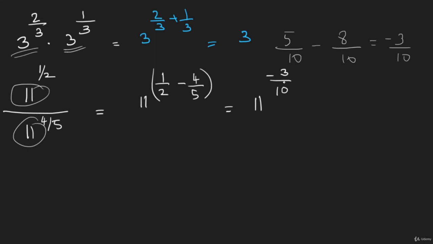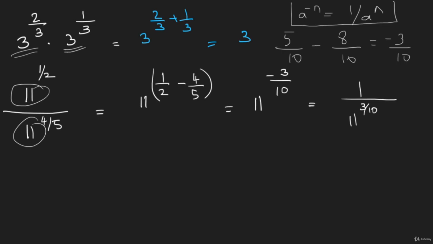Alright, now you can simplify this as 1 divided by 11 to the power 3 by 10, because we know a to the power minus n is equal to 1 divided by a to the power n. Using this rule, we can write it like this.